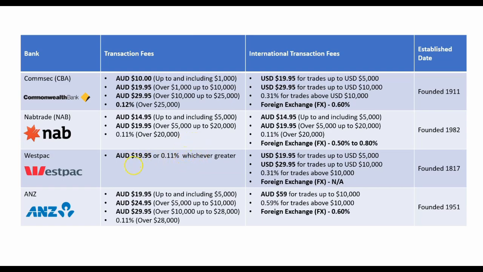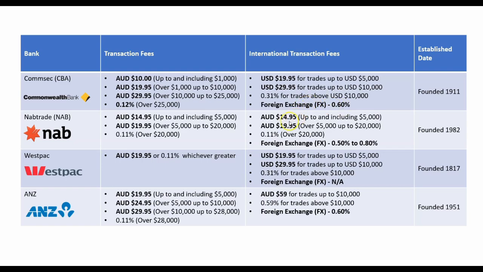So of course, one of these two would be my top pick, just generally speaking, for the transaction fees when buying and selling shares in the ASX stock market. And then you've got the international transaction fees as well, where the fees for all of these are quite similar. It starts off with $20 for up to 5,000 USD, and then $30 for up to 10,000, and then 0.31% for about 10,000 USD and above, with a foreign exchange of about 0.6%, which is the currency conversion rate.